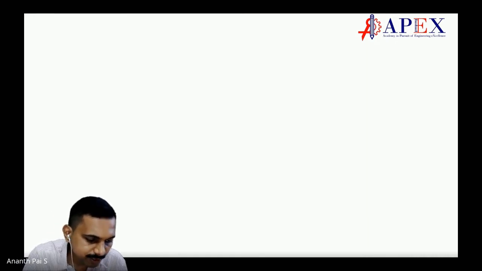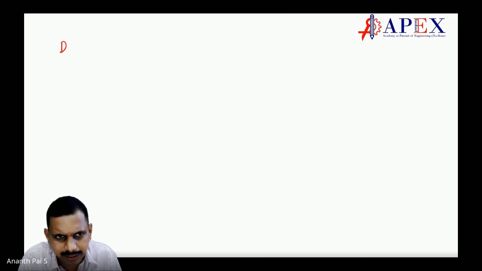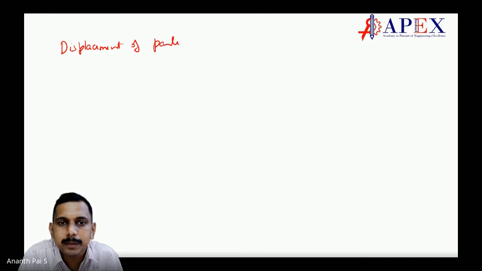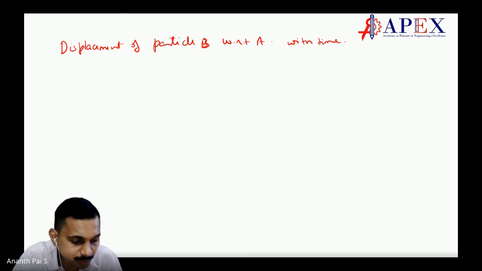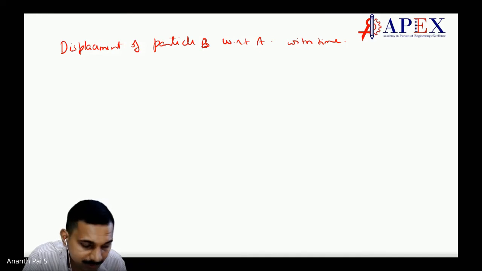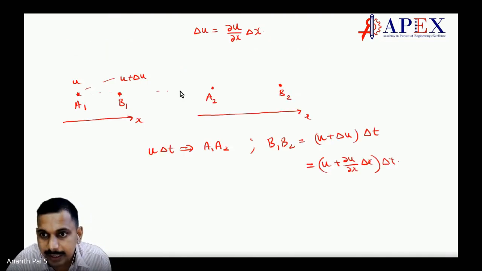Now, if I consider the relative displacement of point B with respect to time, the displacement, or we can say deformation, of particle B with respect to A. The rate of displacement of particle B with respect to time can be given as dou U by dou X into delta X, correct? Because that is the difference.